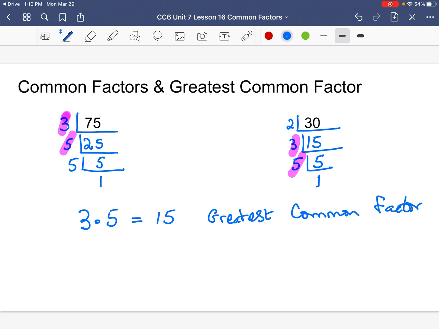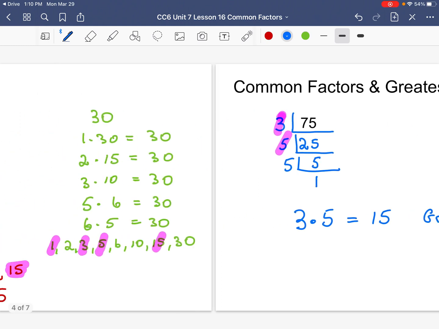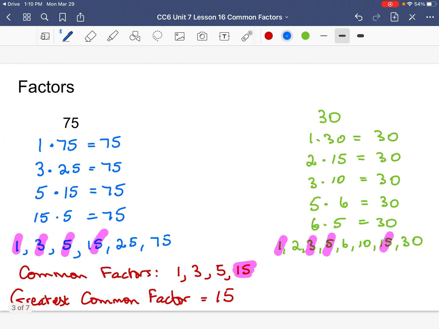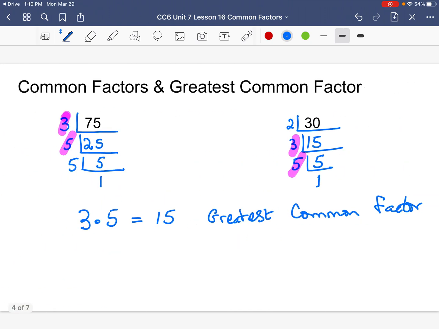For example, we did not find that 10 is a factor of 30, but we found the greatest common factor pretty quickly. To go back to the previous screen, you can list out all your pairs of factors, and that way you'll find all the factors. It just takes longer. If you're just looking for the greatest common factor, you can do the division by the lowest possible number until you get to 1.